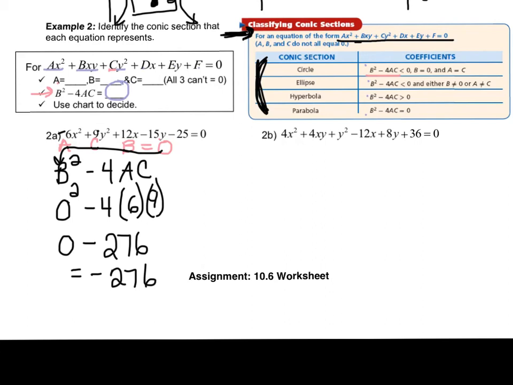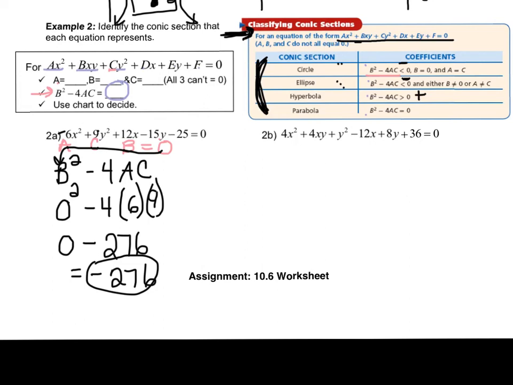So we got a negative number. All right, so we look up here at the chart, and when we get a negative number, if b squared minus 4ac is less than 0, that means we got a negative number. And this one right here is also when we have a negative number. This is if we get a positive number, and this is if it actually equals 0. So we are basically between the circle and ellipse.